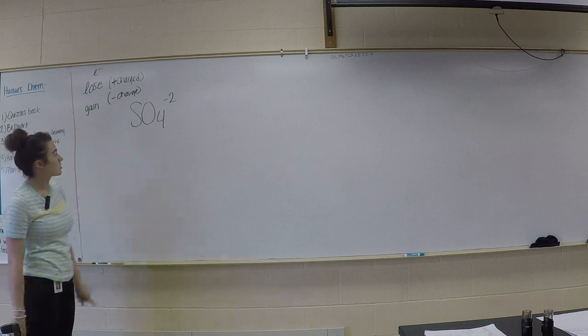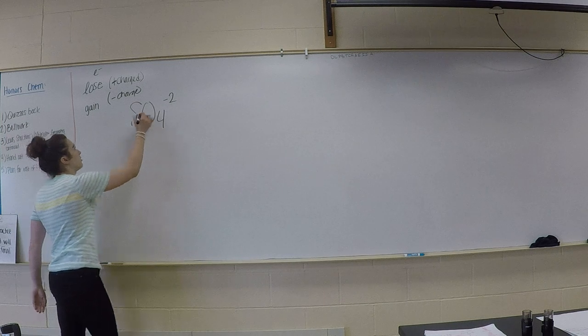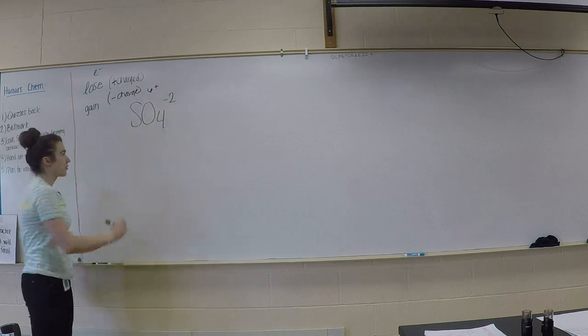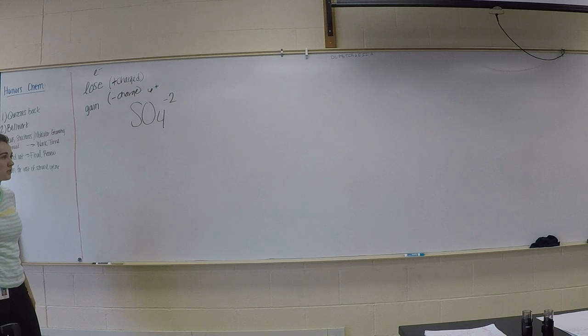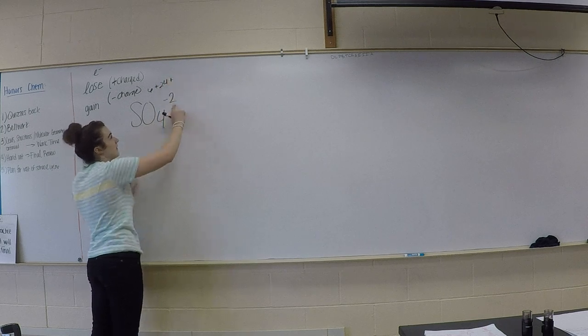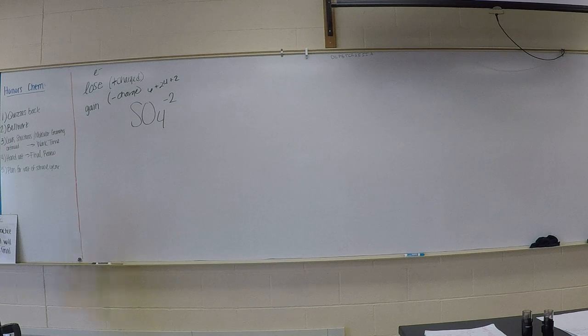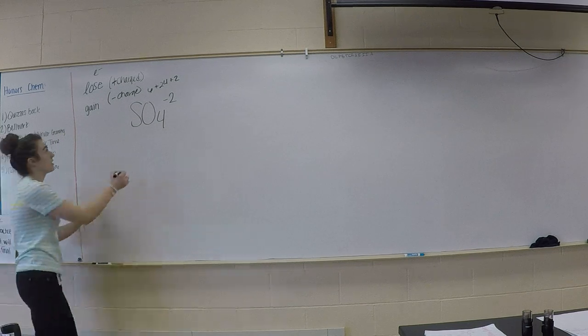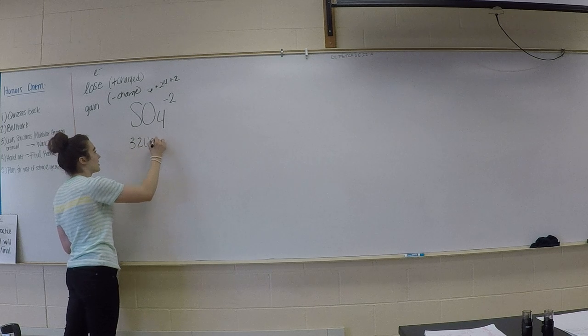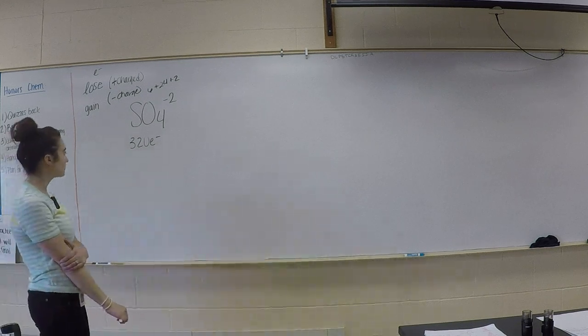So how many electrons will sulfur have? 6. Plus how many total for oxygen? 6 times 4 is 24. And then we gained how many? 2. Sweet. Whoa. 32, you see? It's weird, right? Trippy. So we need 32 valence electrons on our SO4 structure.